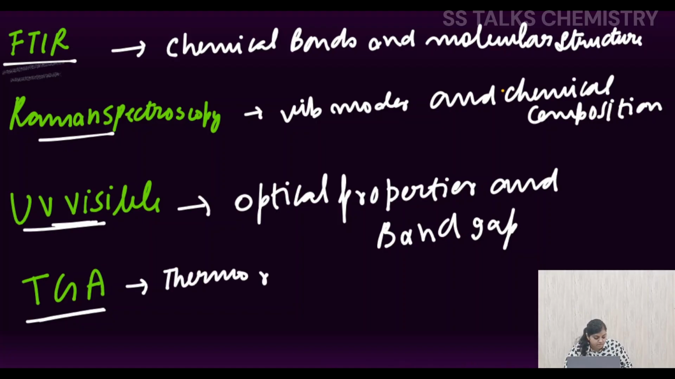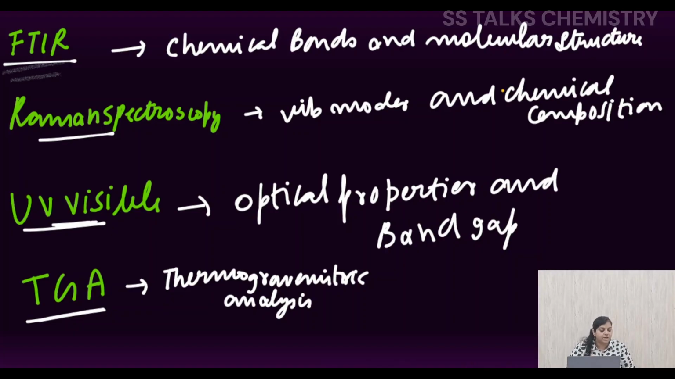Thermogravimetric analysis. This technique basically tells us about the thermal stability of a particular species. So what you do is, in the TGA, you heat the molecules to a particular temperature, and if you see that if that particular species can withstand a particular range of temperature, that means we can get to know about the thermal stability of the particular species.